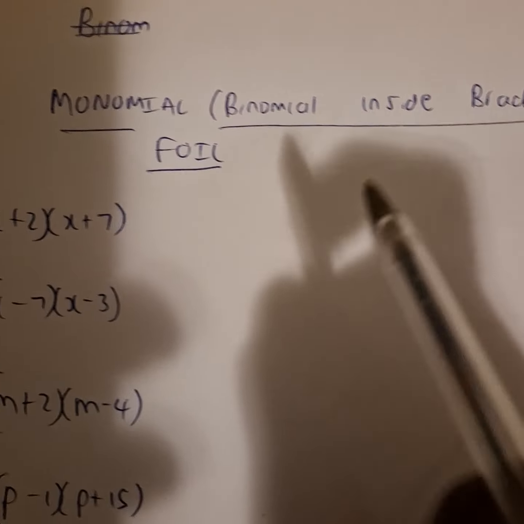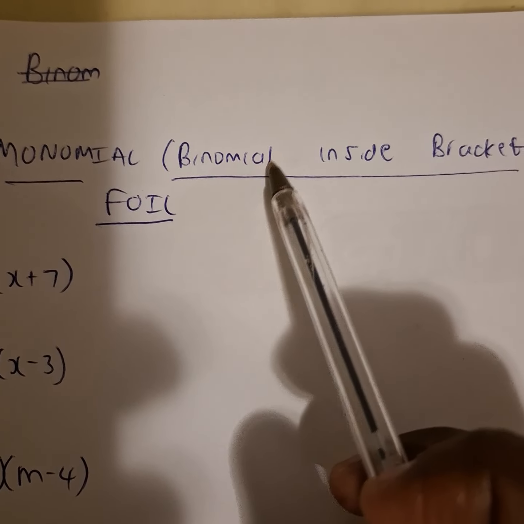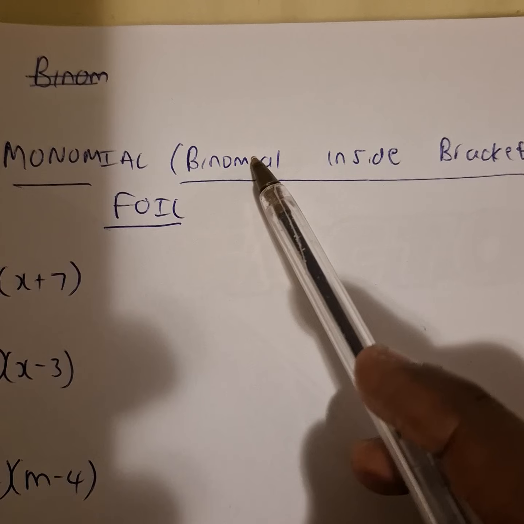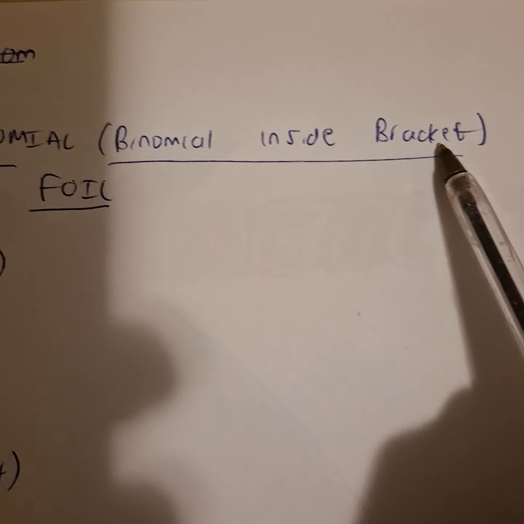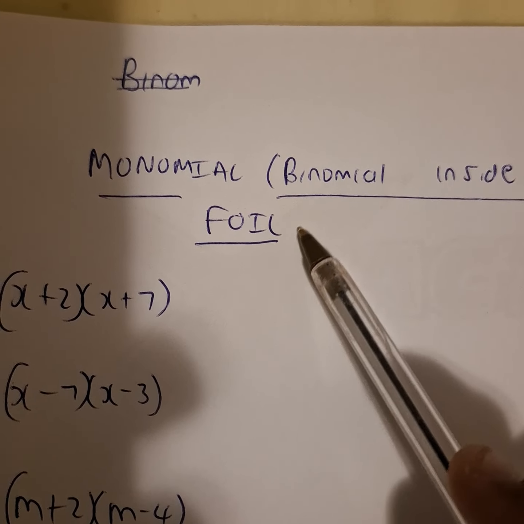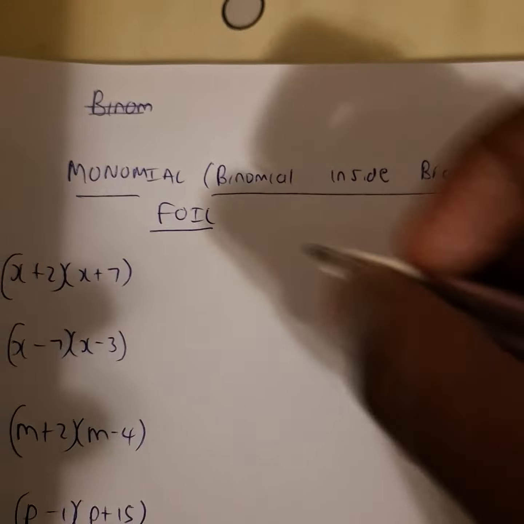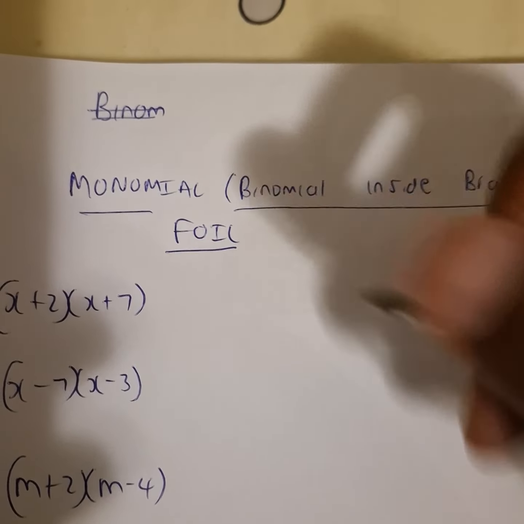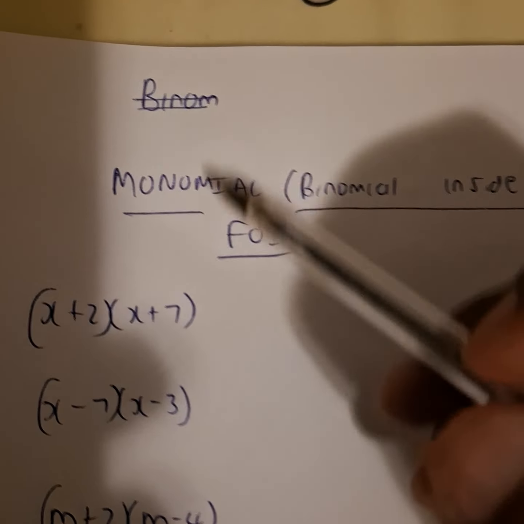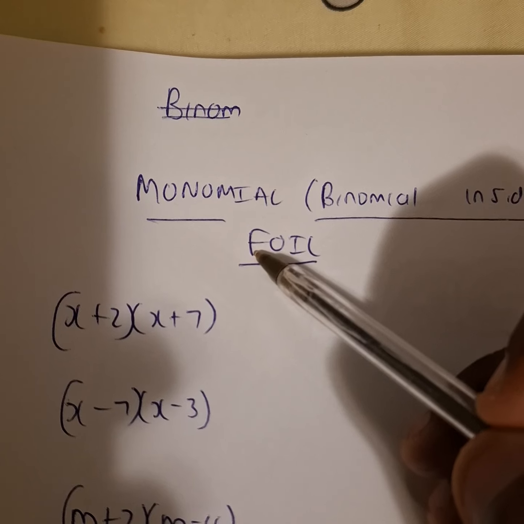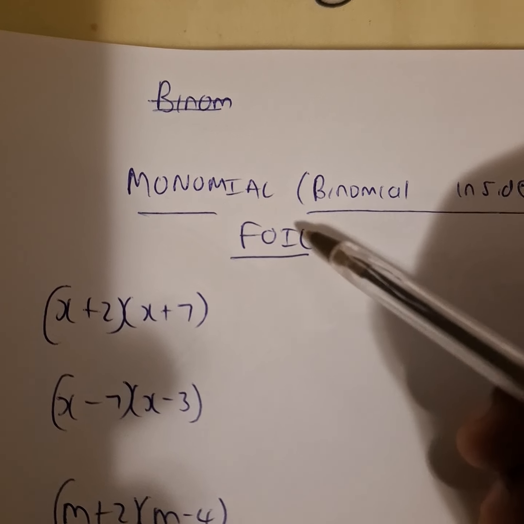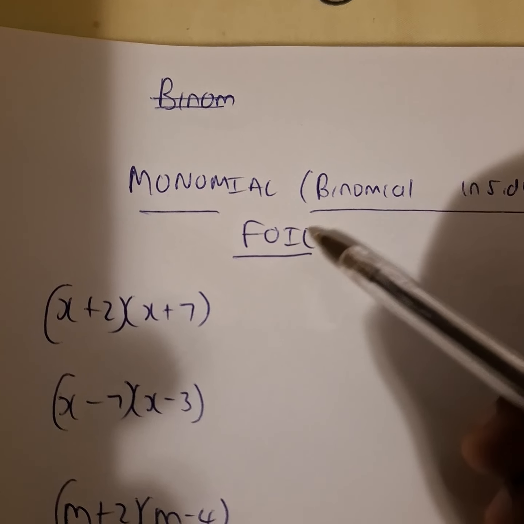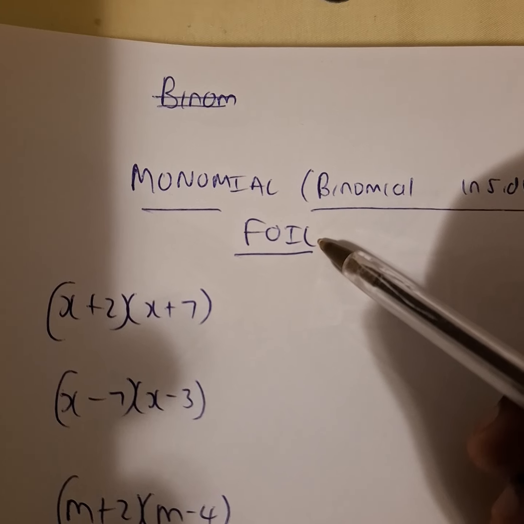Alright guys, we're going to look at monomials, but specifically when we have binomials, meaning we have two terms inside the brackets. How we deal with that, we use a method called FOIL, and when we FOIL, it means we are just multiplying out the first terms in the bracket, the outer terms in the bracket, the inner terms in the bracket, and the last terms in the bracket.